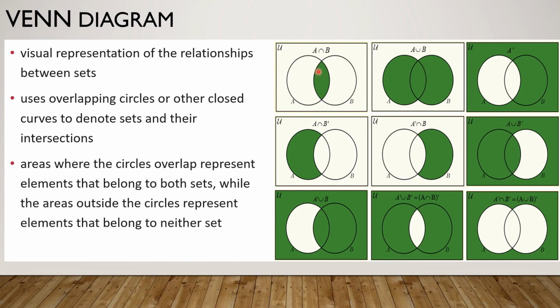Here, in the first picture, the shaded portion is the overlapped portion of the sets A and B. So it represents the relation A intersection B. Then when the shaded portion is larger in the second case, it represents the relation of A union B. And for other relations you can see other Venn diagrams here.